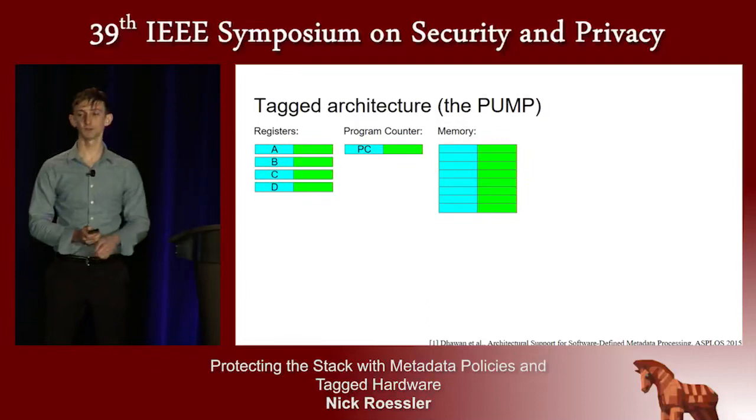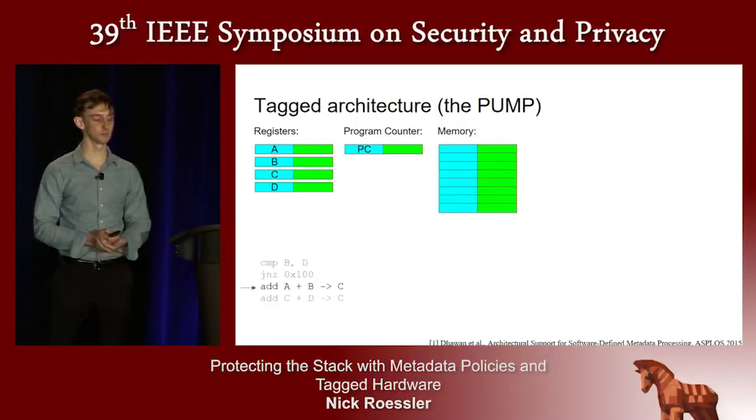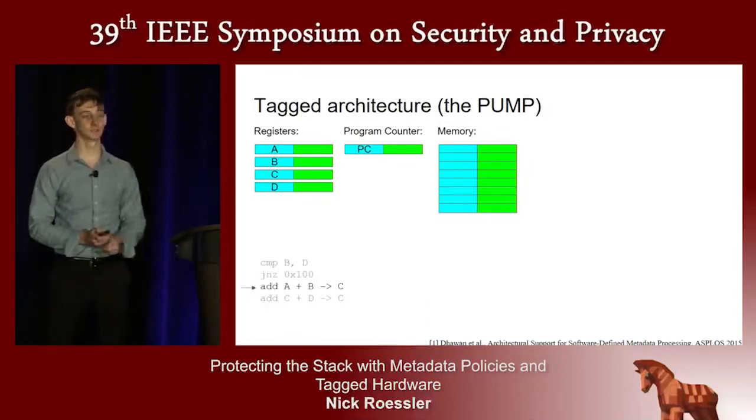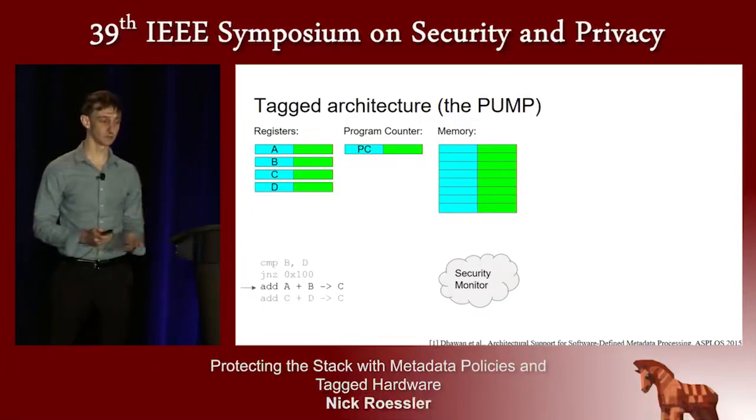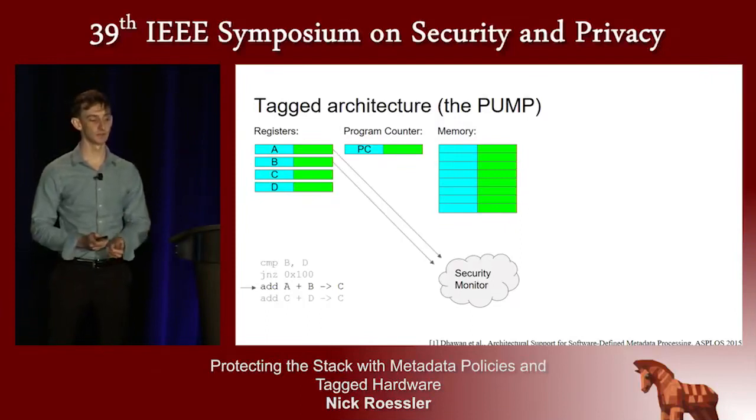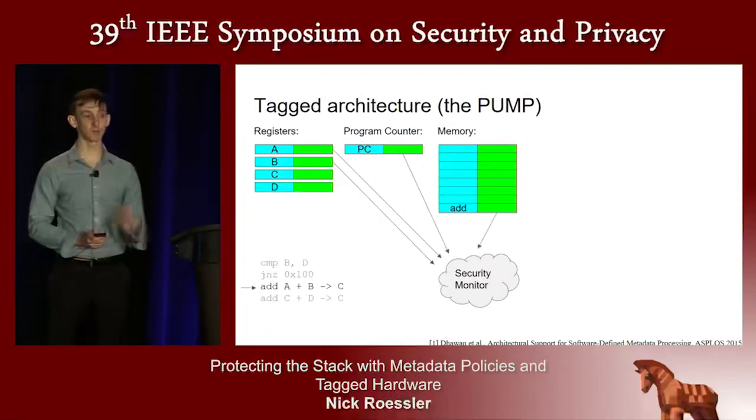When the CPU is running a program, such as this one, we will check each instruction against a tag-based security monitor, shown here. The inputs to the security monitor are all of the tags that are relevant for this instruction. In this case, that's the tags on the operands, A and B. We'll also take in the tag on the program counter. This instruction itself lives somewhere in memory, and so we'll take in the tag on the instruction. And then lastly, the opcode of the instruction will be an input as well.